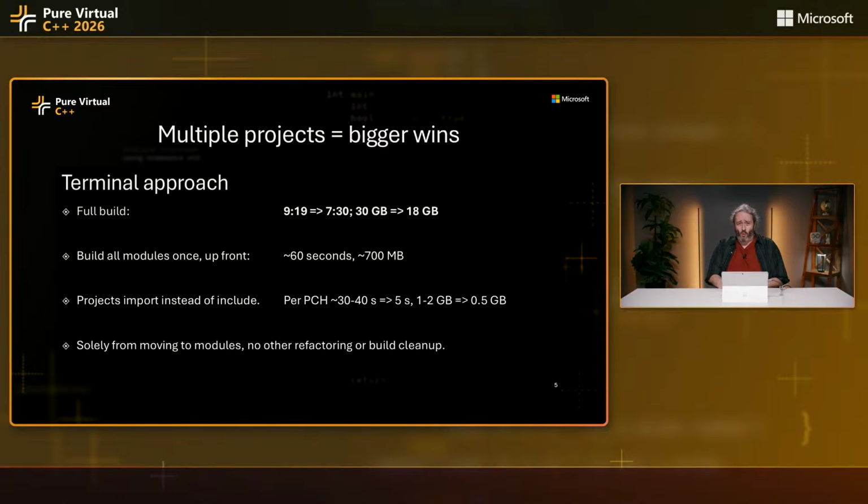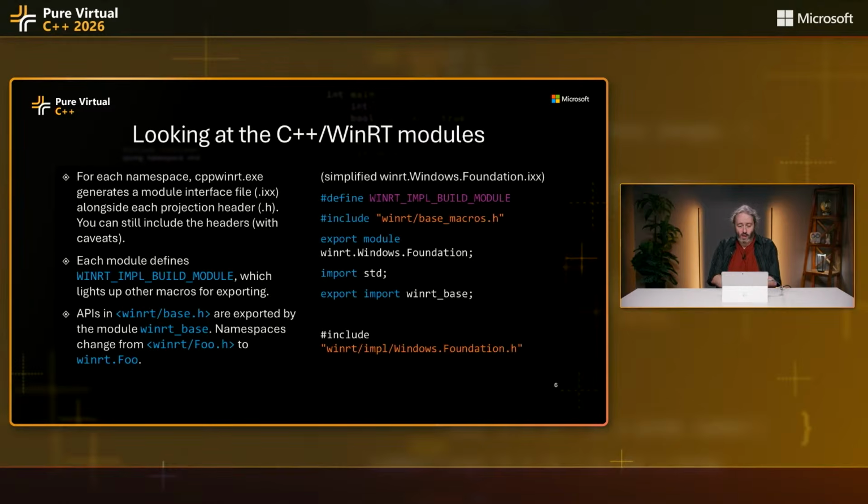So what's going on with these modules? Why is it so much better? How are we getting these wins? Well, when you generate modules with C++ WinRT, in addition to the headers we've been generating all along, we now also generate a module interface file, also an .ixx file, alongside each projection header.